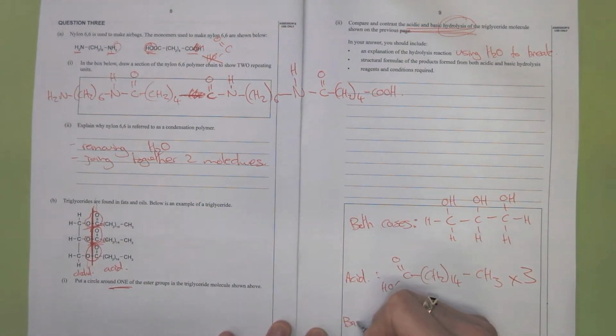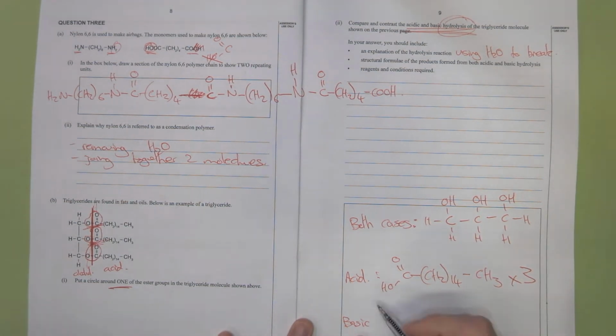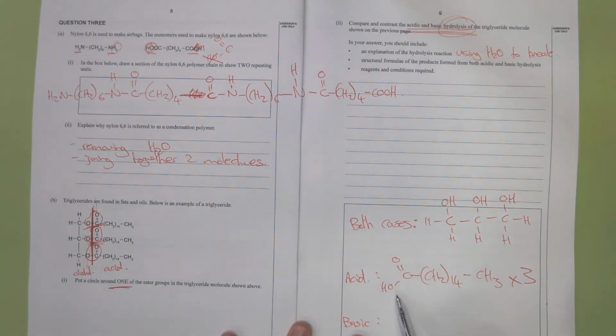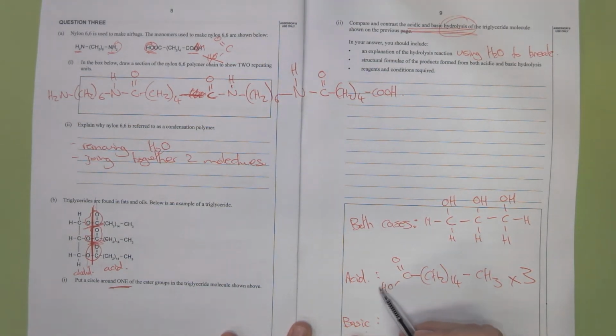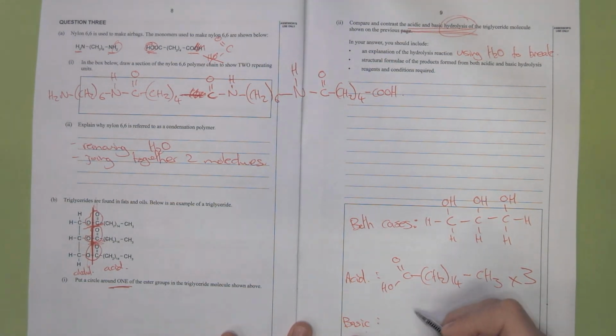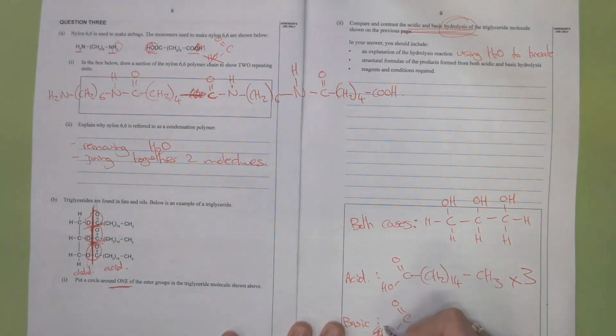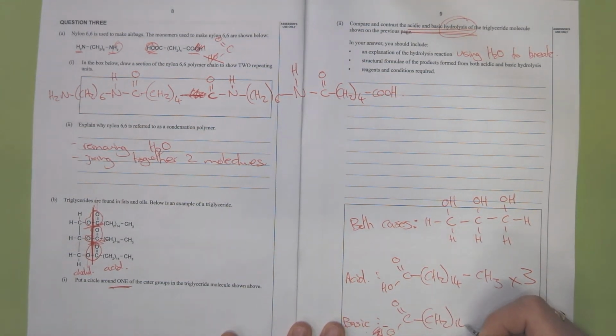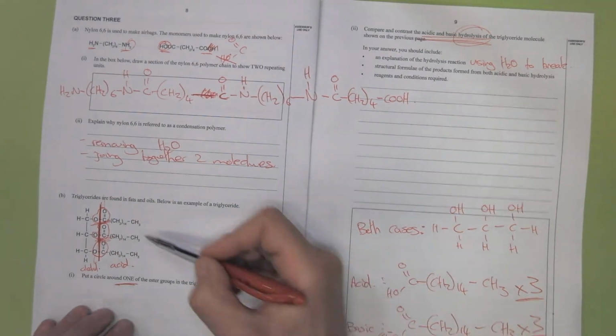In basic conditions, well, pretty much the same thing, except when this is in a basic solution, it's going to act as an acid and donate that proton, isn't it? So in a basic solution, we will get the conjugate, sorry, that's a mistake. We will get the conjugate base of this acid. Times 3. 1, 2, 3.